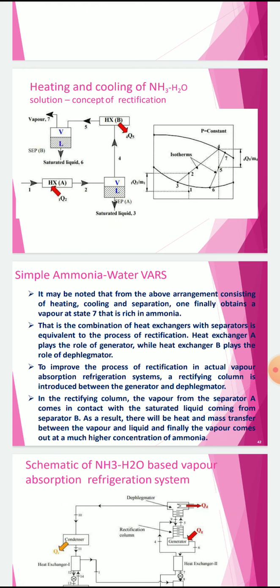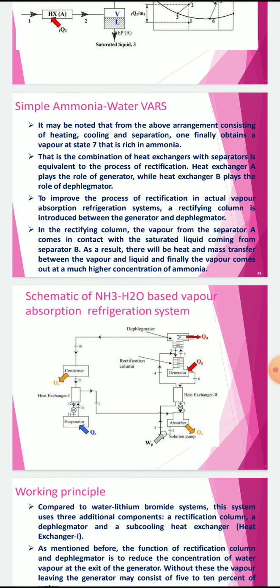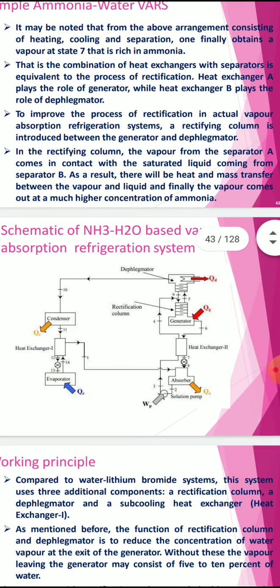To improve the process, rectification is used. In actual vapor absorption refrigeration systems, a rectifying column is introduced between the generator and deflator. This is a schematic of an ammonia water based absorption refrigeration system.